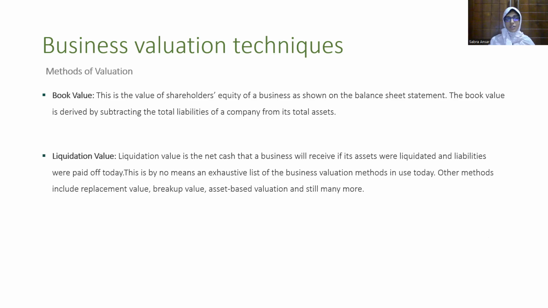Thereafter, we are moving towards book value. What is book value? This is the value of the shareholders' equity of a business shown in the balance sheet, and the book value is derived by subtracting the total liabilities of a company from its total assets. Then we are moving towards liquidation value. Liquidation value is the net cash that a business will receive if its assets were liquidated and liabilities were paid off today.